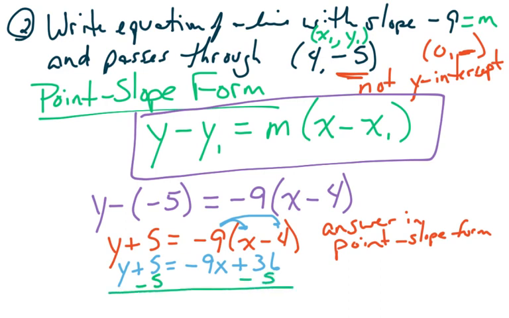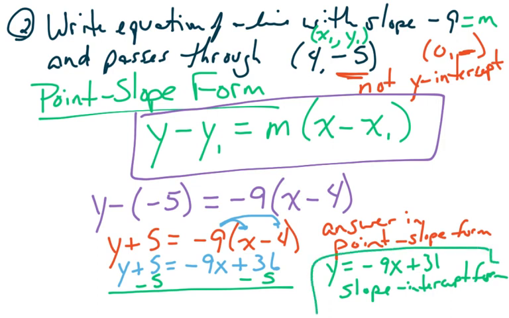Write that over here. We have y equals negative 9x plus 31. And that would be your answer in slope-intercept form. So if they ask for it in slope-intercept form, you just have to simplify it and solve for y. If they want it in point-slope form, you just make sure that you clean up any subtracting of negatives or things of that sort.